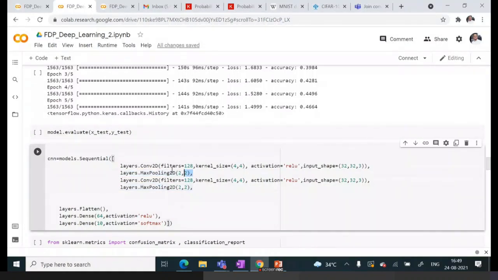Then we are done with one layer of convolution. We'll repeat the same process. I have become mindless now, and I'm just using the same trick again: same number of filters, same size, same activation function, same input shape, and max pooling operation with 2 cross 2 size. So this is nothing but the setup of the CNN. The only new thing is where you need to specify the number of filters and the size of the filter. Size of filter is denoted by kernel size, which is 4 cross 4 in this particular case.